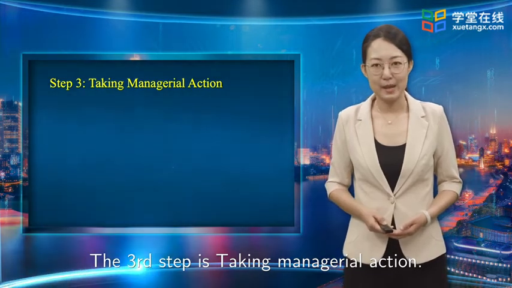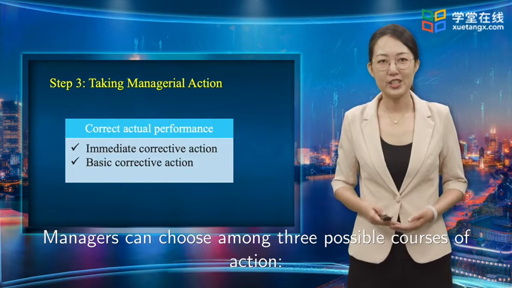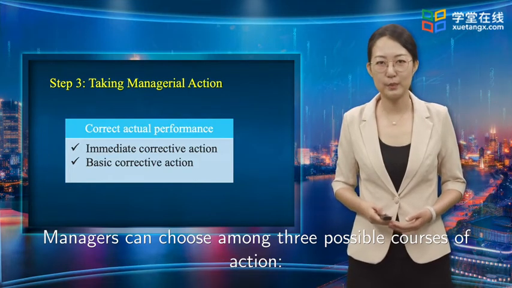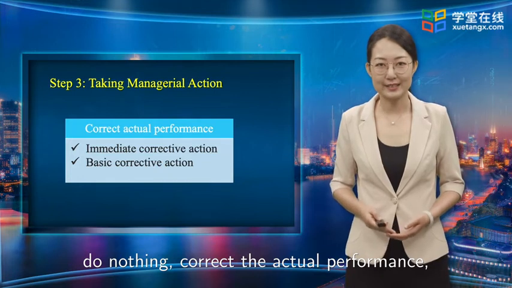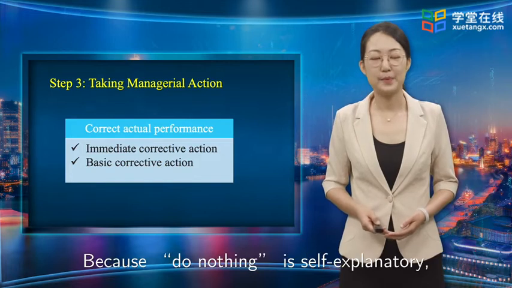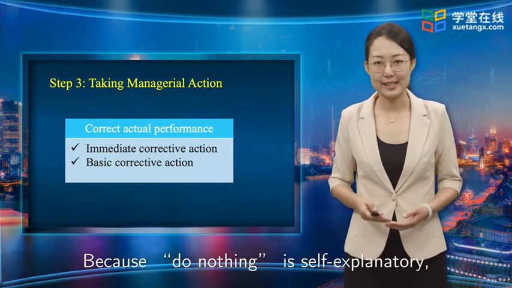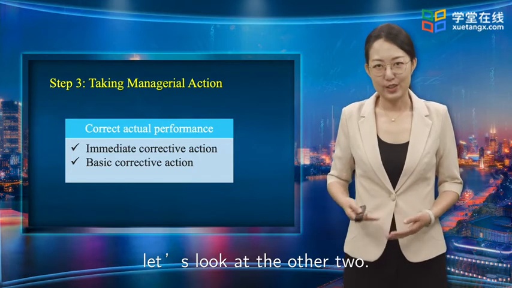The third step is taking managerial action. Managers can choose among 3 possible courses of action: do nothing, correct the actual performance, or revise the standards. Because do nothing is self-explanatory, let's look at the other two.